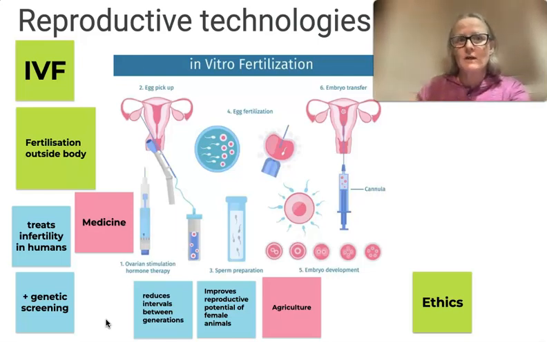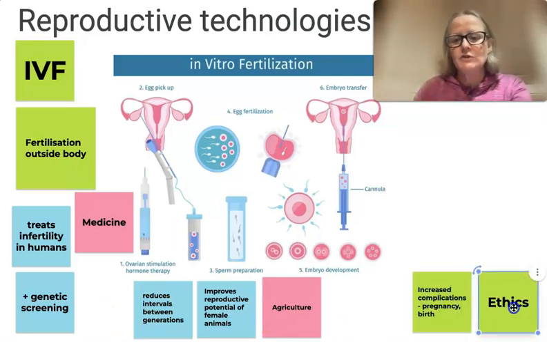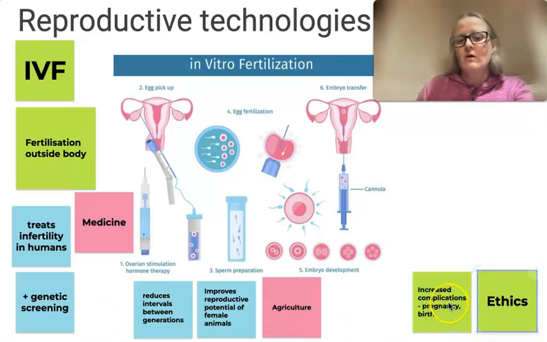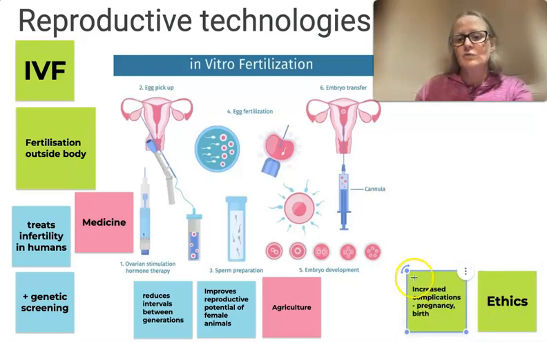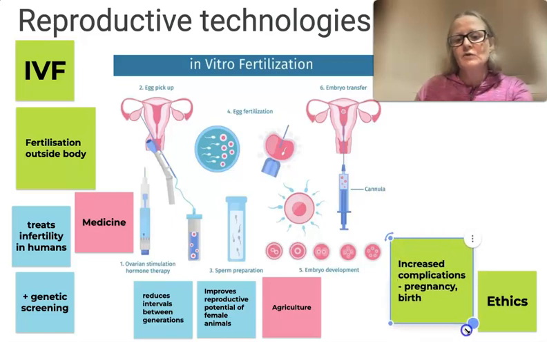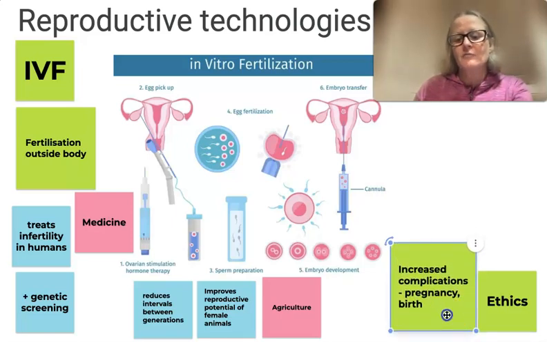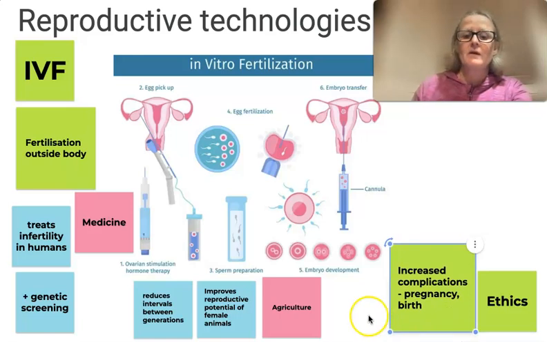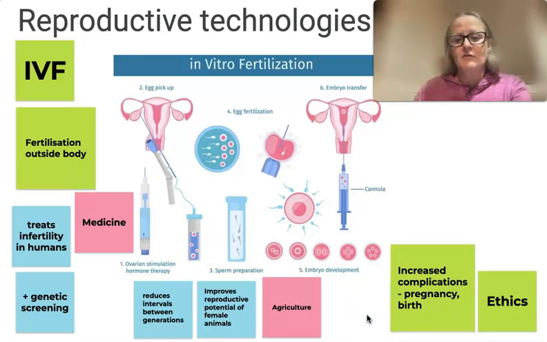So the time between generations can get shorter. So that's a big advantage in agriculture and speeding up the generations. Obviously, there are some ethical issues with this, because there are increased complications with pregnancy and birth that have been noted when using IVF, particularly in animals. Not so much in people, but definitely in animals.